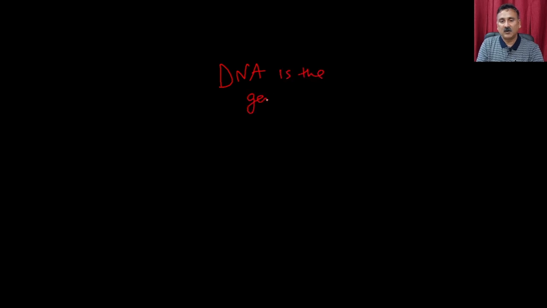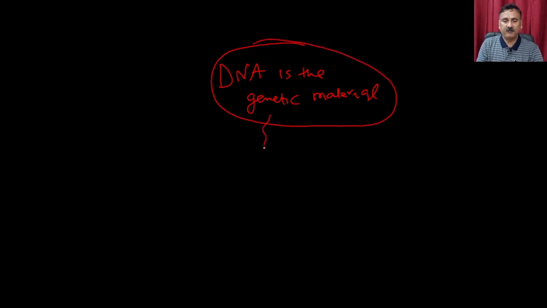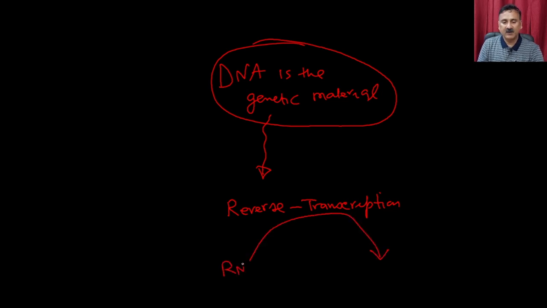But this was challenged when people discovered a phenomenon called reverse transcriptase or reverse transcription. What is meant by reverse transcription is that the RNA is going to give rise to the DNA. Okay. So this reverse transcription was against the central dogma of molecular biology, right? It says that the RNA is able to produce the DNA.